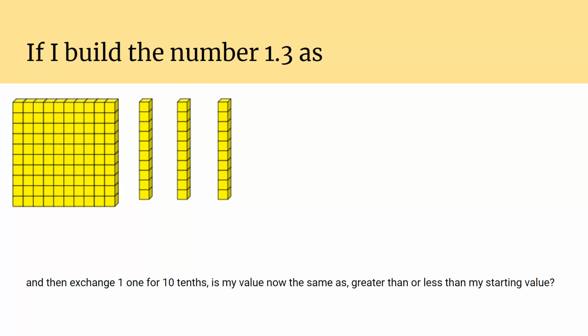Okay, here's a question for you. So I've built the number 1 3/10 like this. So I've got my 1 whole and I've got my 3/10. And I exchange this 1 for 10 tenths. I do an equal trade out. So 1 whole for 10 tenths. Is my value now the same as what I started with, 1 3/10? Is it greater than 1 3/10? Or is it less than 1 3/10?